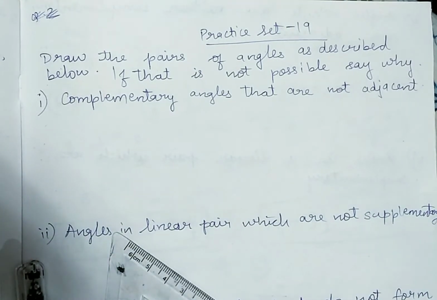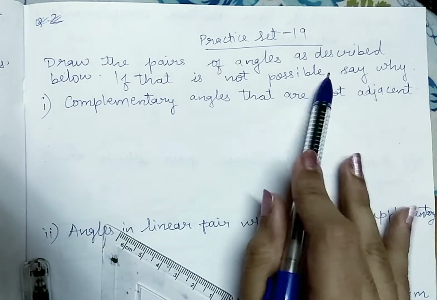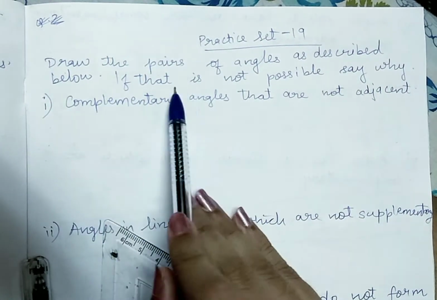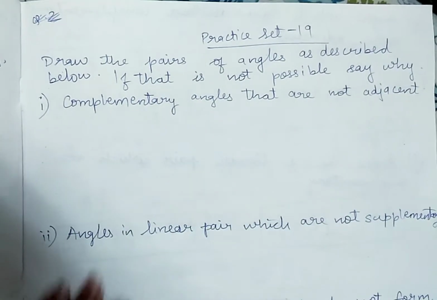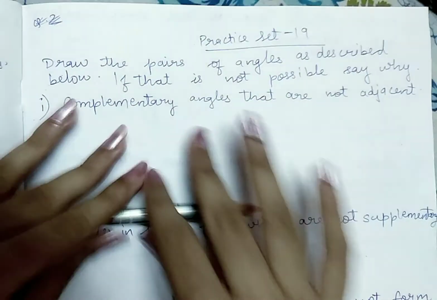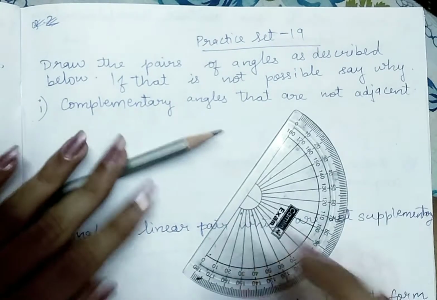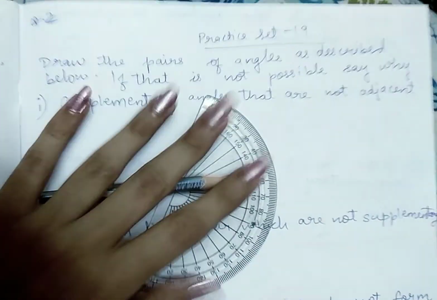Next, practice set 19. It says, draw the pairs of angles as described below. If that is not possible, say why. Now we have to draw certain pairs of angles given in the question. For this practice set, you will require a pencil, ruler and a protractor to draw specific angles.